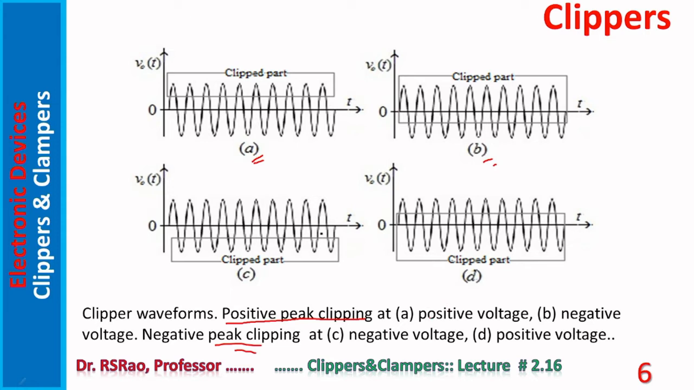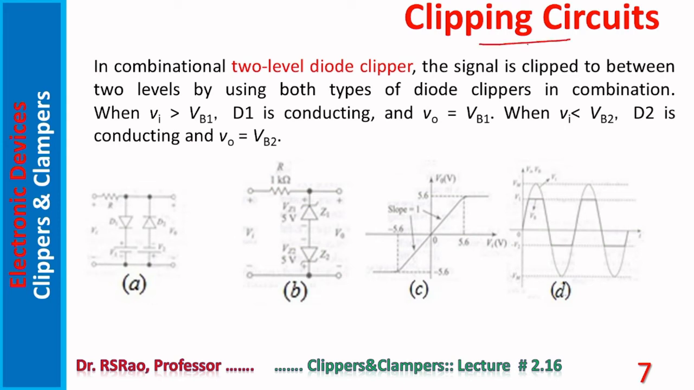In A, clipping is at positive voltage. So from this level, this is actually VB. Above VB, whatever waveform is there, it is removed. In B, clipping starts at minus VB. So major portion is removed. In C, clipping is at minus VB, but lower portion is removed. Negative peaks are removed. In D, negative portion of the waveform is removed, but clipping starts at positive voltage. Here, it is VB.